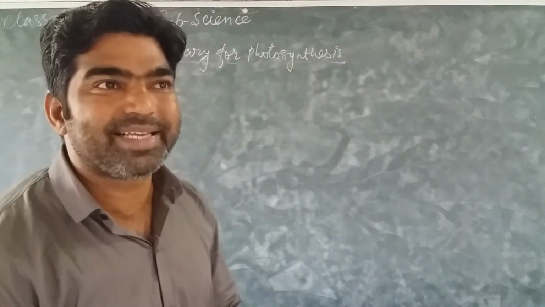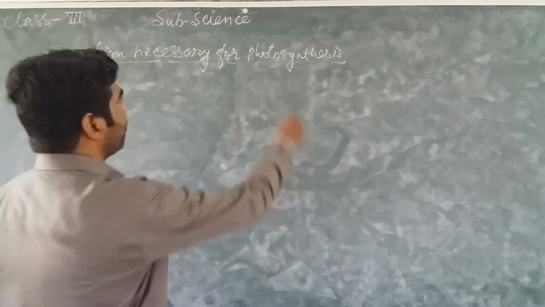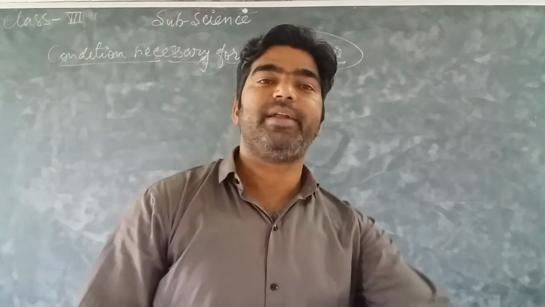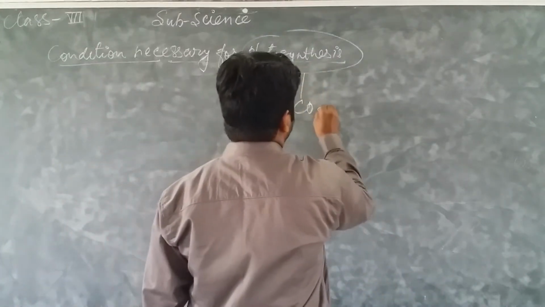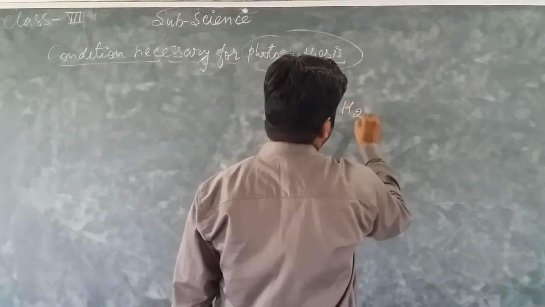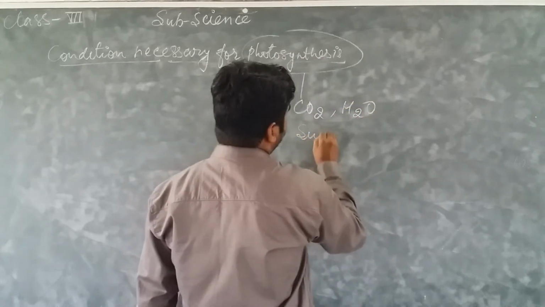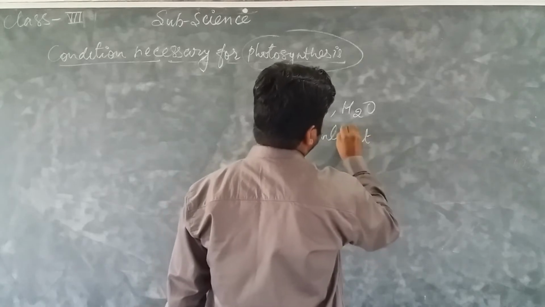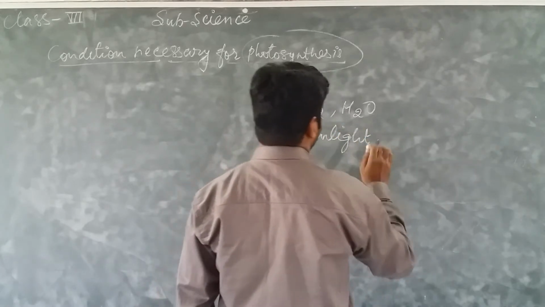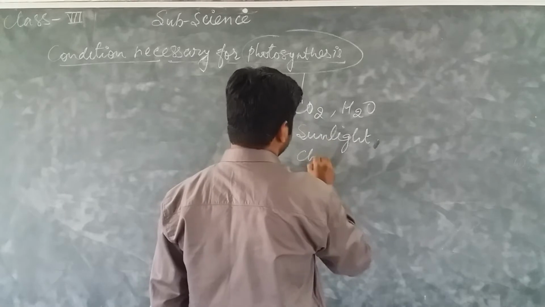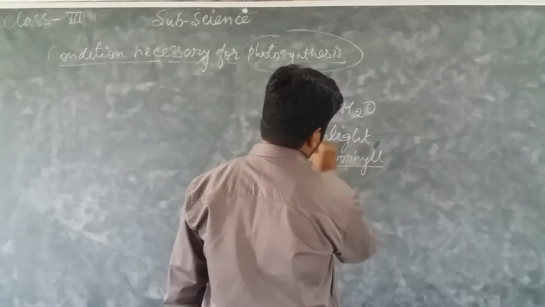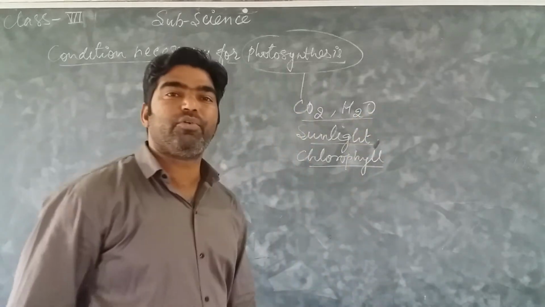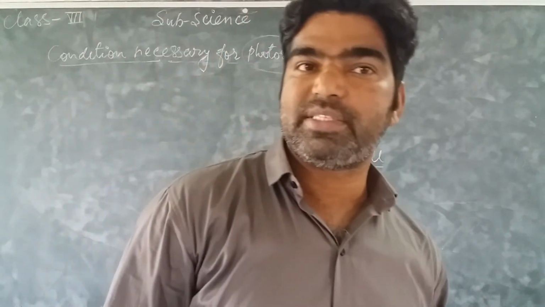So what are the necessary conditions for photosynthesis? As I told you, the necessary conditions are the raw materials, that is CO2 and water, and sunlight, and chlorophyll. So these are the four necessary things for the photosynthesis.